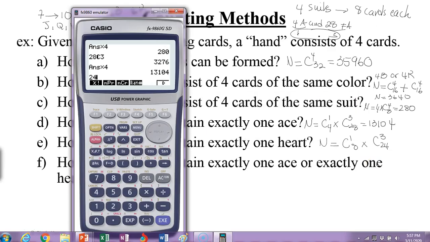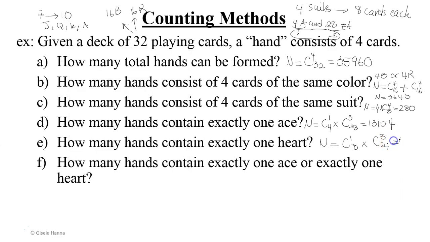So in this case, that's 24C3, sorry, times 8, because C1 out of 8 is 8, so that would be 16,192. As for the last question, they're asking for the number of hands that contain exactly one ace or exactly one heart.